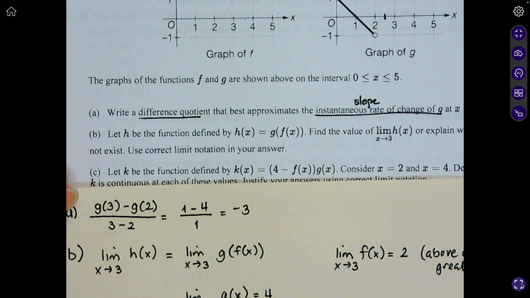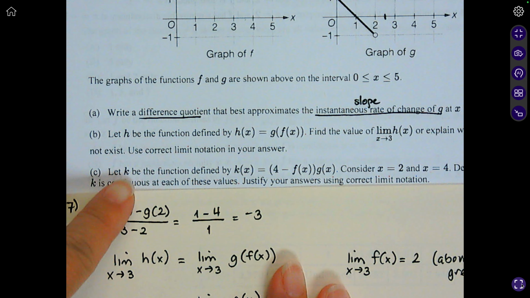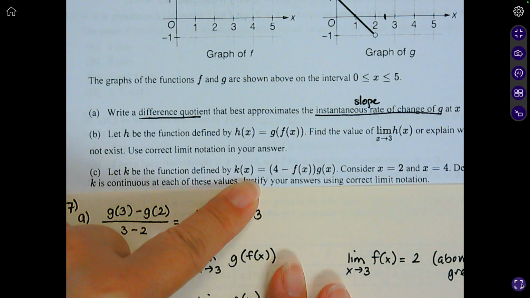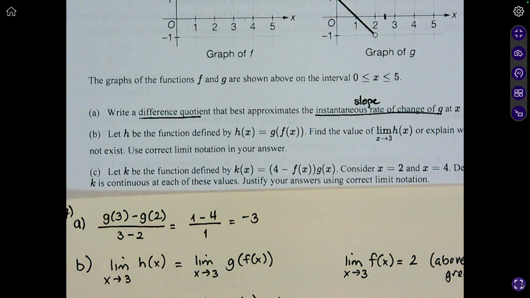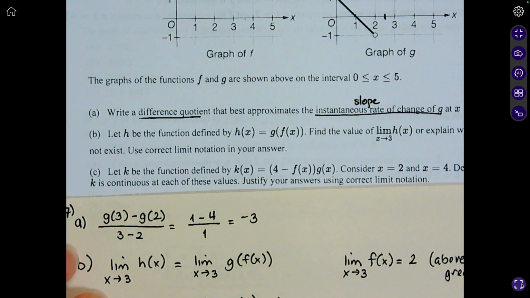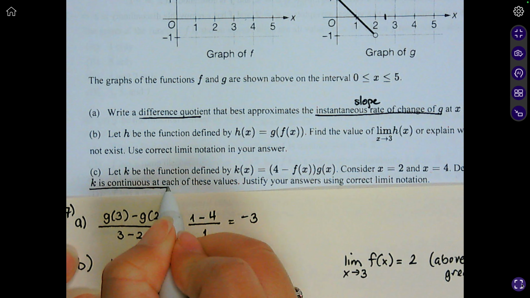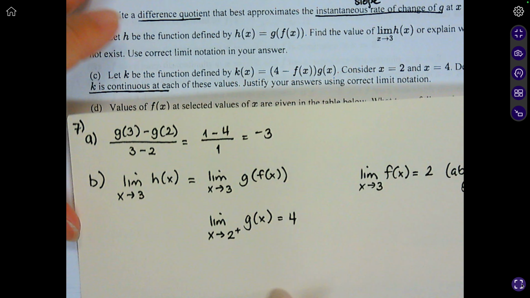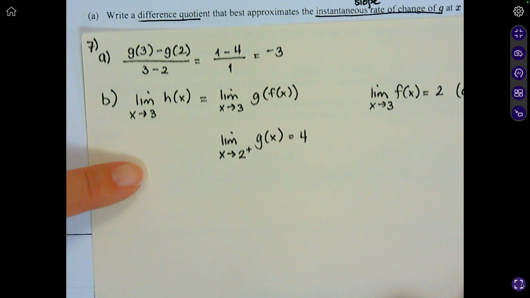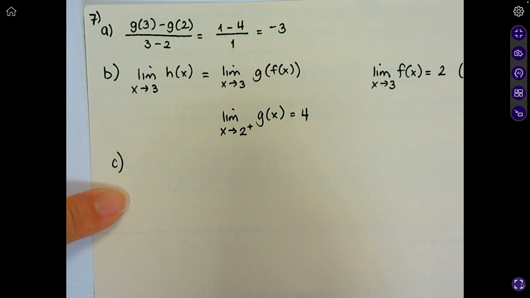Now we're going to move on to C. It says, let k be the function defined by k of x equals 4 minus f of x, times g of x. Consider x equal to 2 and x equal to 4. Determine whether function k is continuous at each one of these values. Justify your answer using limit notation. So what I want is to check to see if the function is continuous at these values. To check for continuity, you have to have those 3 checks. You guys good? So we're going to check 2 first. So this is part C.